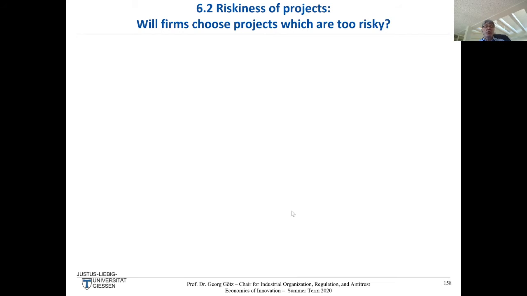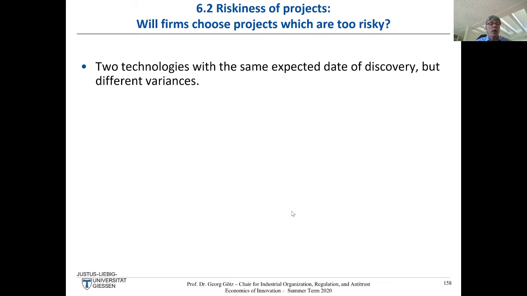Okay, once we have risky projects, the question is whether firms will choose projects which are too risky in a certain respect, from a social point of view, from the point of view of joint profit maximization, and so on. What I mean by risky should become clear when I present you this example. Just suppose you have two different technologies which are available, and they have the same expected date of discovery, but they have different variances.